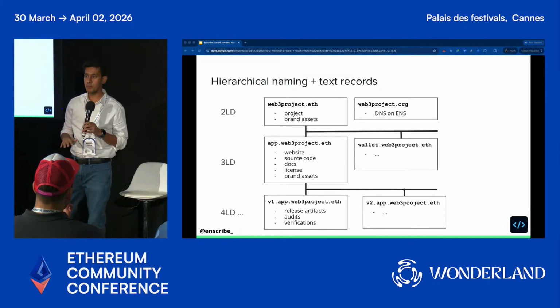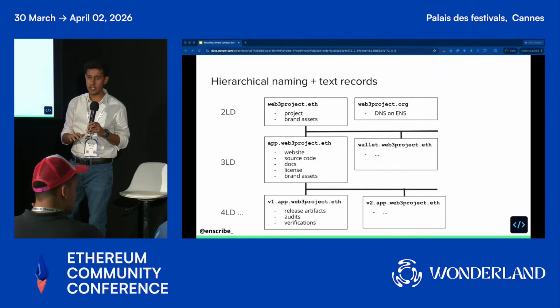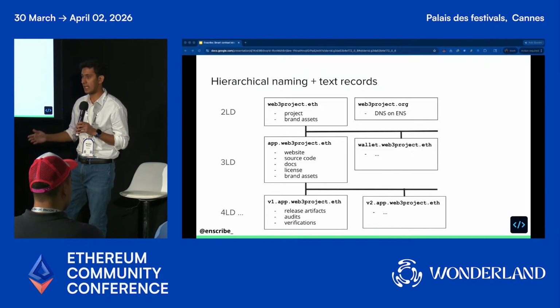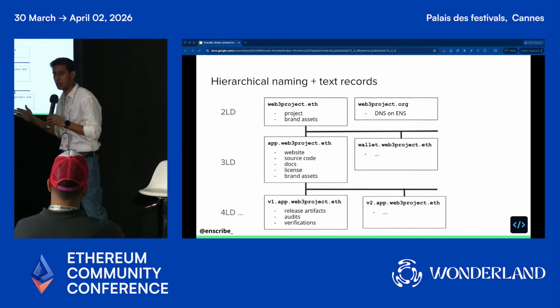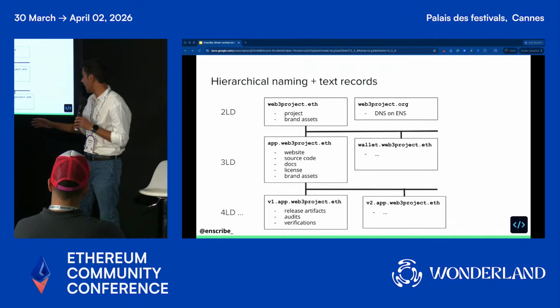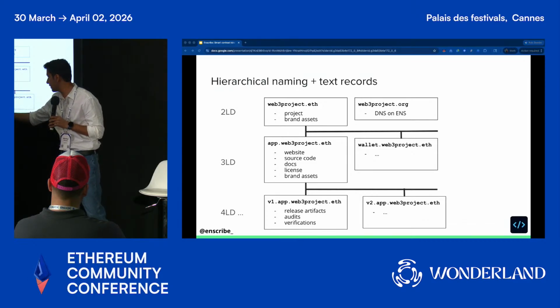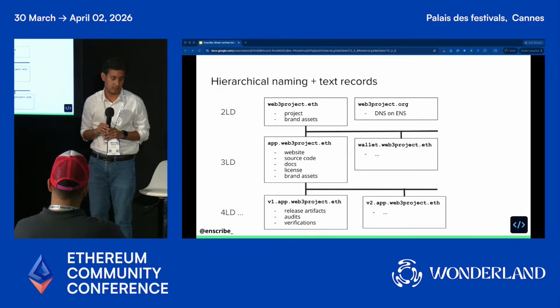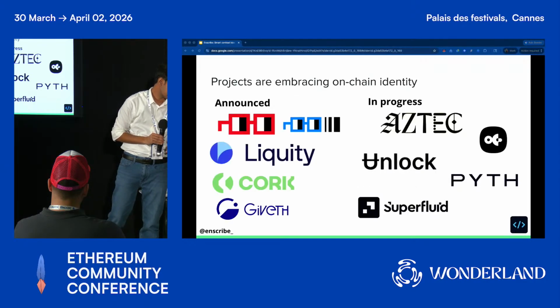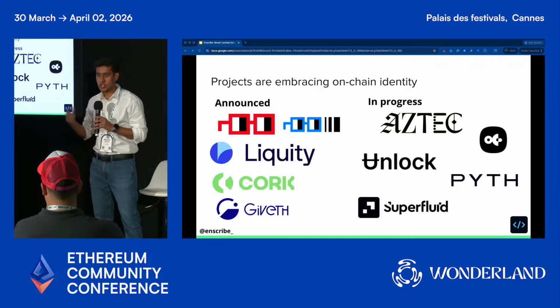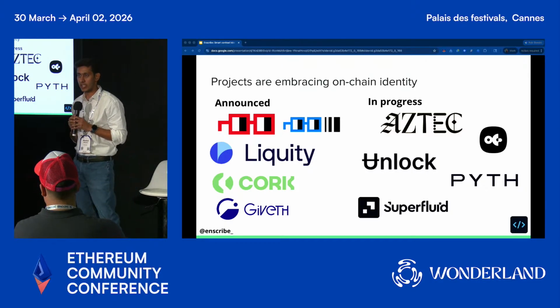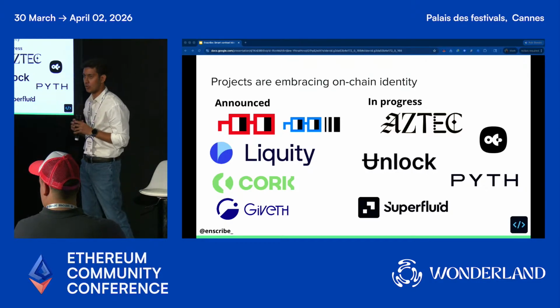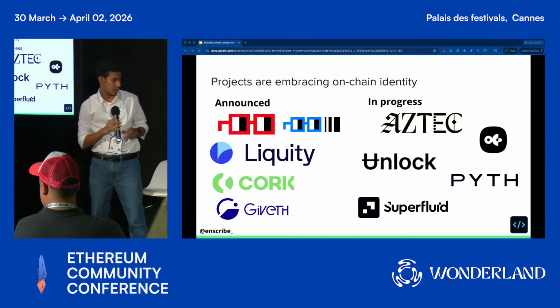And then at the sub-levels, you can also do on-chain versioning, which Vitalik was talking about at DEF CON, right? You can have, okay, this is the V1 app, then V2, version 2, and you can also attach the release artifacts and audits directly to this. So projects are embracing this on-chain identity, and these are some of the projects we are working with. Some have already announced, and some are in progress.